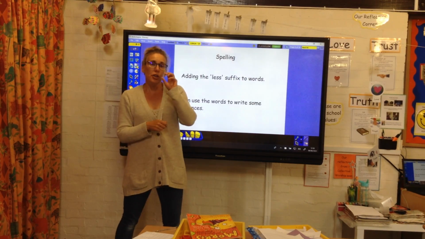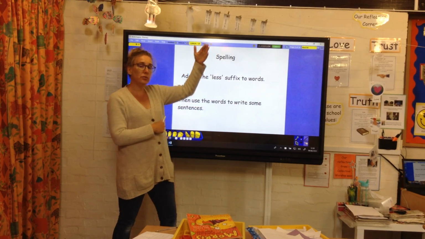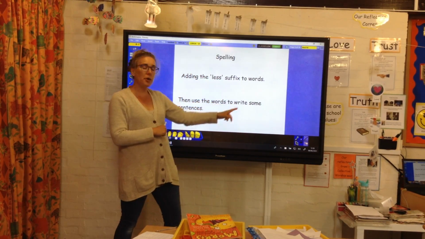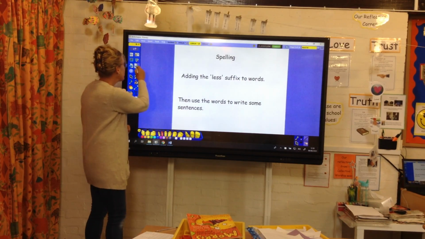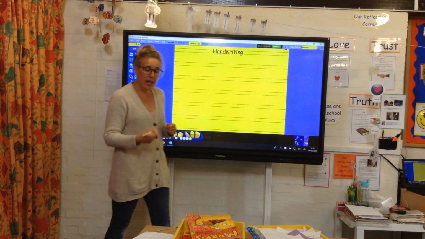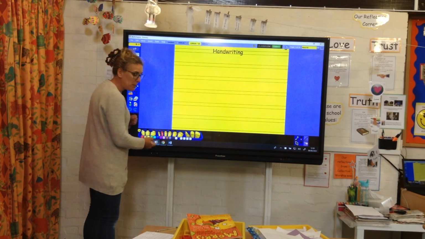Spelling today, you have got some words. Add that less suffix to the end of the words, write them down, and then have a go at putting those words into some interesting sentences. Our handwriting today, we're going to have a go at doing a word with each of the spellings in.